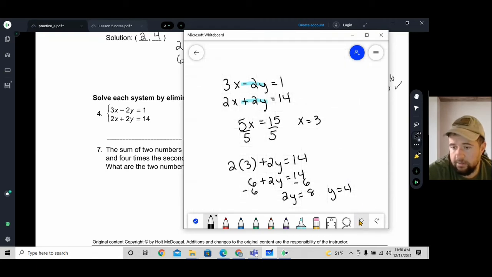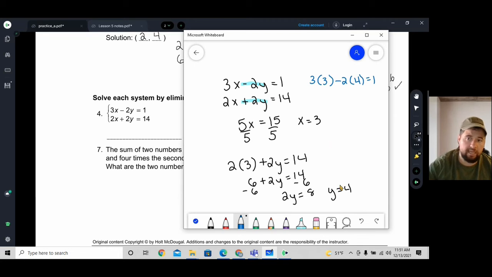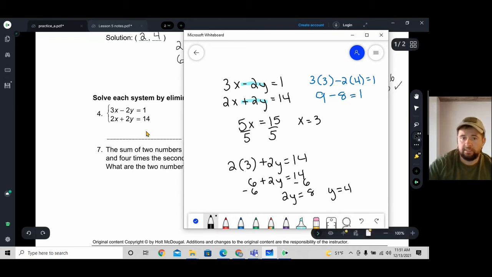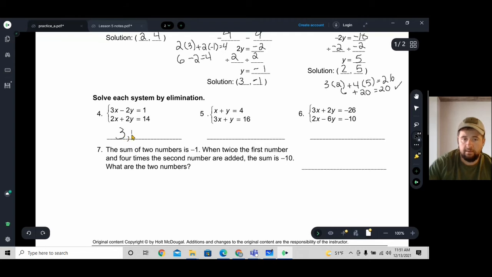And let's see. I'm going to take these two and plug them back in. So I'm going to use a different color. Use blue. Is 3 times 3 minus 2 times 4 equal to 1? I'm checking my answers against this first equation. 3 times 3 is 9. 2 times 4 is 8. 9 minus 8 does equal 1. So I know that my solution is going to be 3 and 4.